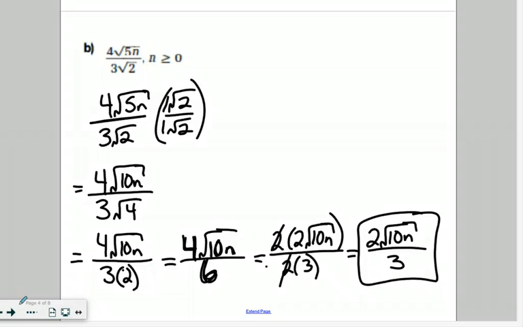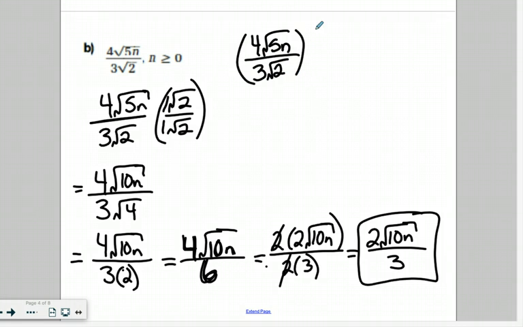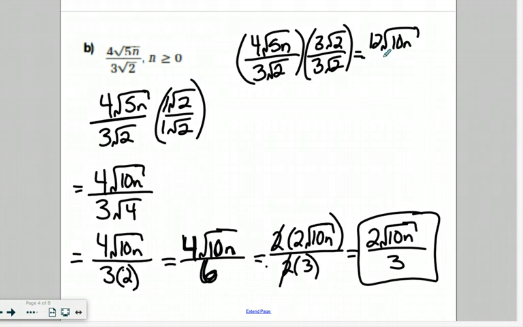Some people will ask, well, instead of multiplying by root 2 over root 2, could I have multiplied by 3 root 2? And the answer is yes, and just so you can see what that would look like, it just means that you're going to have a lot more simplifying to do, right? Because if you multiplied that by 3 root 2 over 3 root 2, when you do this multiplication, you'll get 12 times root 10n. And then here, you would get 3 times 3, so whole numbers multiplied is 9. And then root 2 times root 2 is 2.